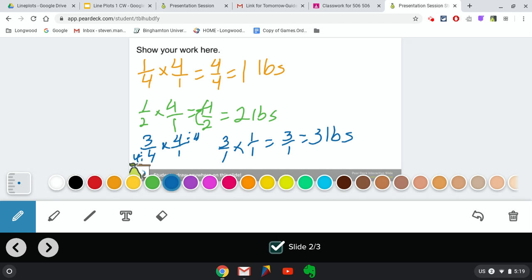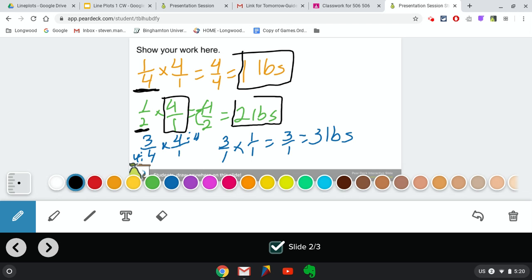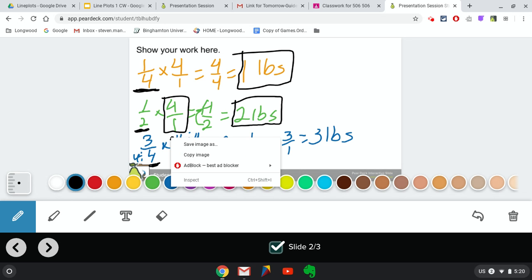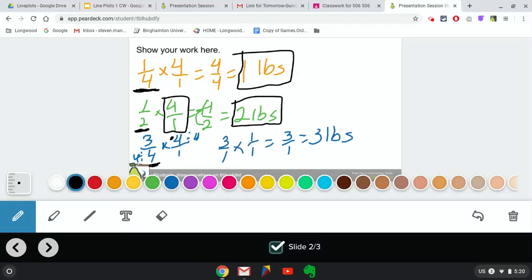So now I found out that I had 4 bags that were 1/4 pound, and the total weight in them was 1 pound. So I added up all 4 of those, or I multiplied by 4. In the 1/2 pound bags, I had 4 1/2 pound bags. That's why I multiplied by 4, or 4 over 1, and I came up with 2 pounds. And then finally, I did the same thing for bags that had 3/4 of a pound in it. There were 4 of them again, so I multiplied, and I got 3 pounds.